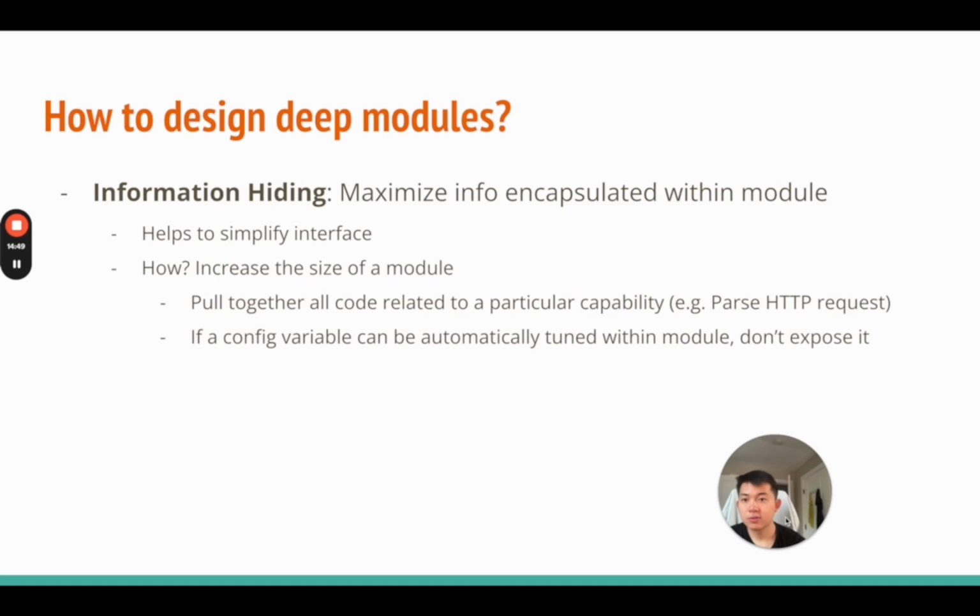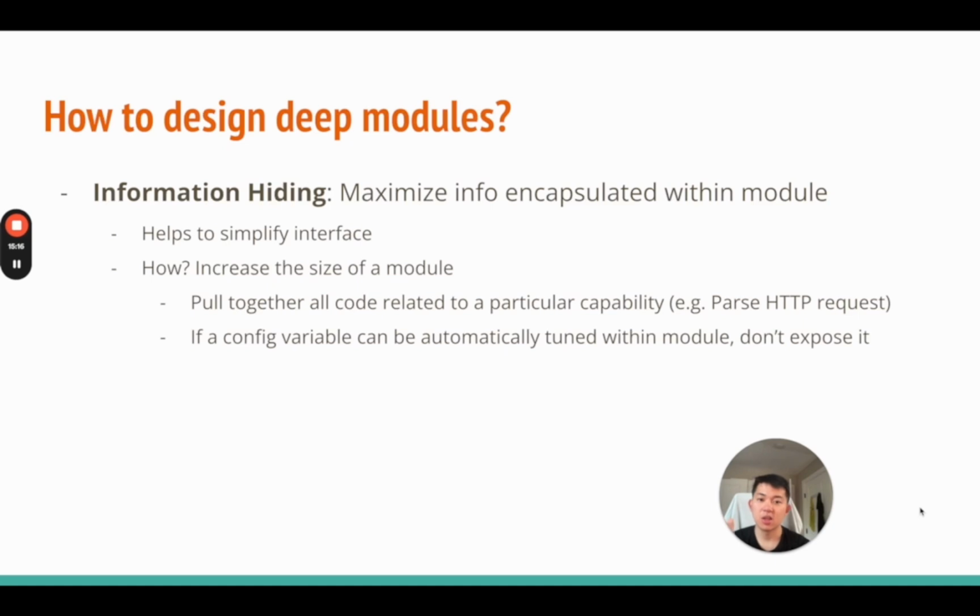Okay, moving on. So now we know that we want to design deep modules. How do we do it? We want to try to maximize as much information encapsulated within the module as possible. And what the book argues is that when we do so, we also simplify the interface at the same time.